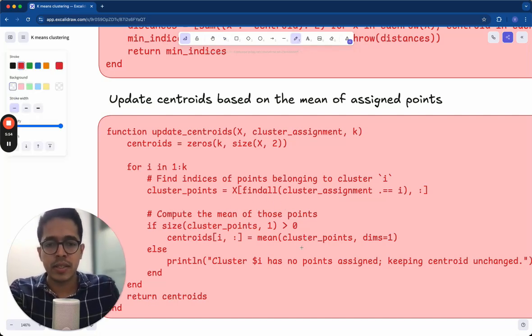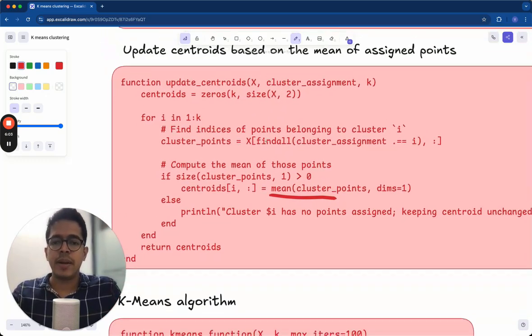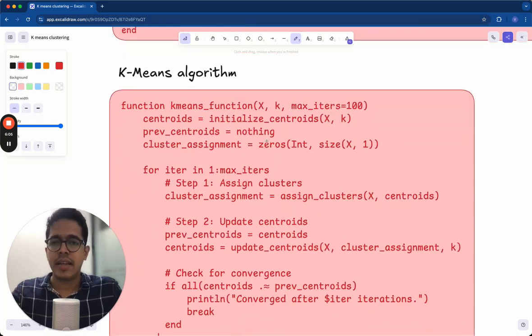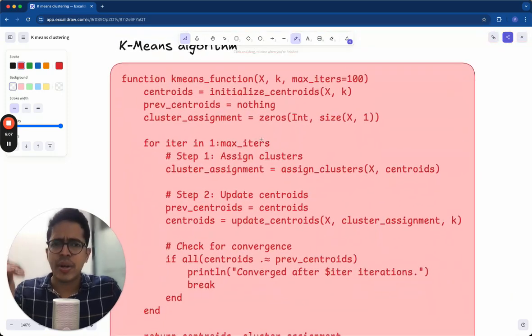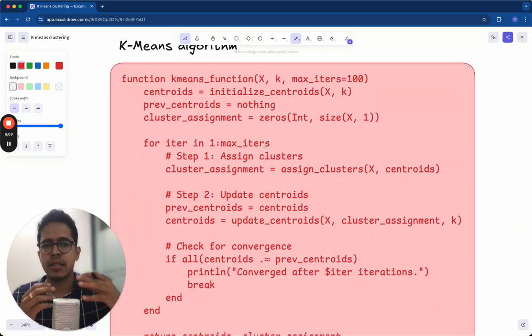So that is what is written here. And then you repeat it until k, because k is the total number of clusters you have. And this is the centroid updation. And you have the original k-means algorithm. I'm not going through every single step because it's fairly straightforward. It's just syntax, but I'll show you where the logic is being implemented.